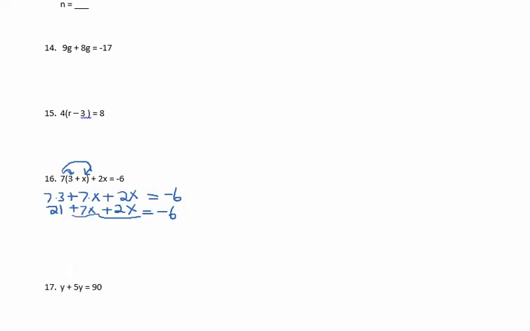Give myself some more room here. So now I have 21 plus 9x equals negative 6. So this is some real algebra here. I will subtract 21 from both sides. Why do I subtract 21 from both sides? I do that because the variable is x. X is being multiplied by 9, and then that has 21 added to it. So the first thing I need to get rid of or undo is the 21. So I am subtracting 21 from both sides. That leaves me with positive 9x is equal to negative 6 minus 21.